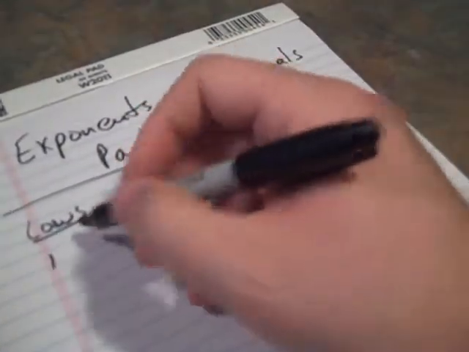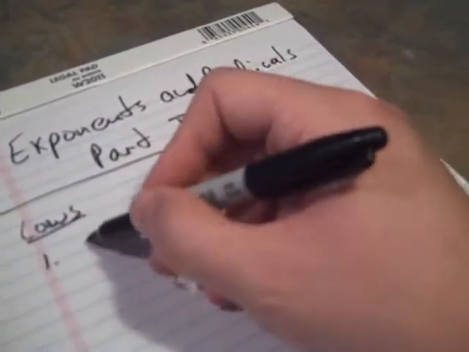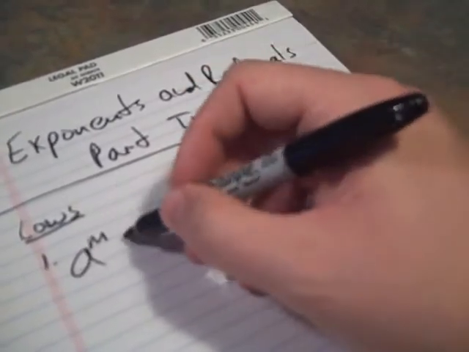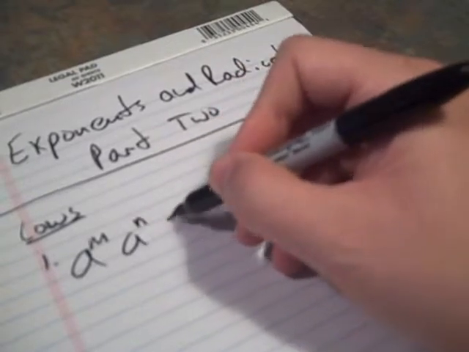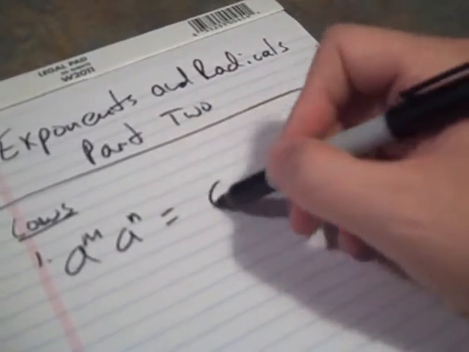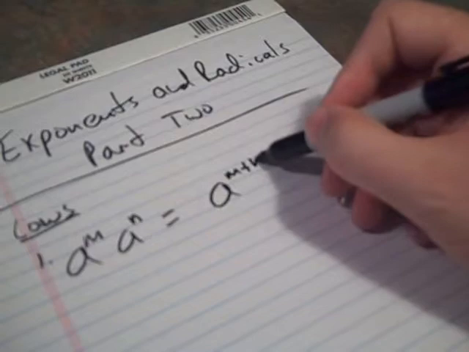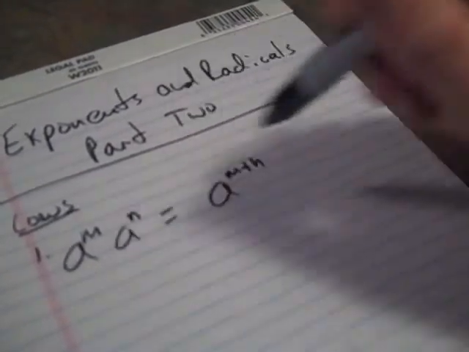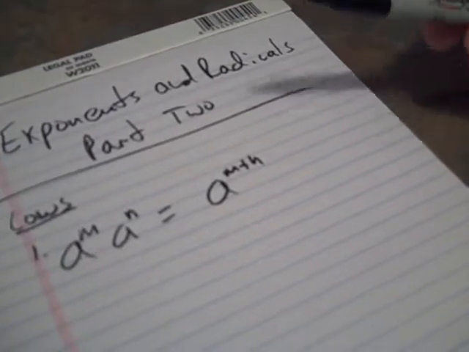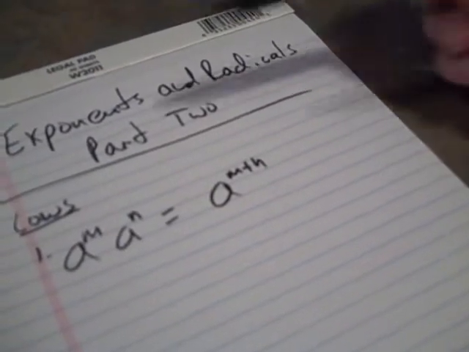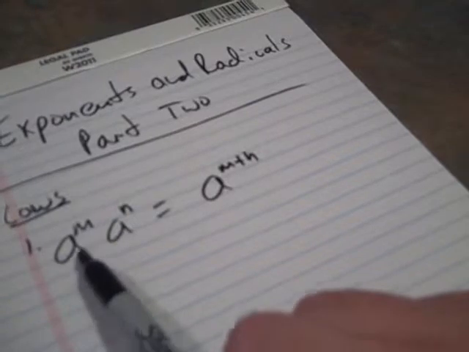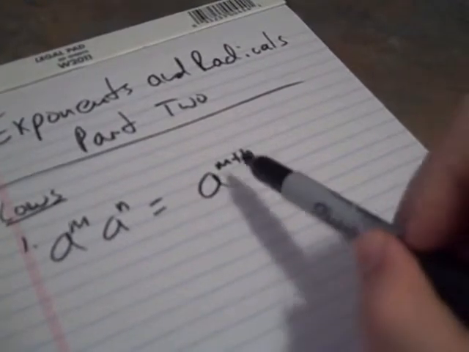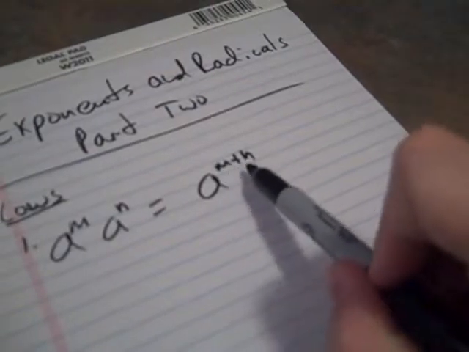So the first law is a to the m times a to the n equals a to the m plus n. And this means that, I'll just say it instead of writing it, to multiply two different powers of the same number, you just add the exponents, you add the powers.